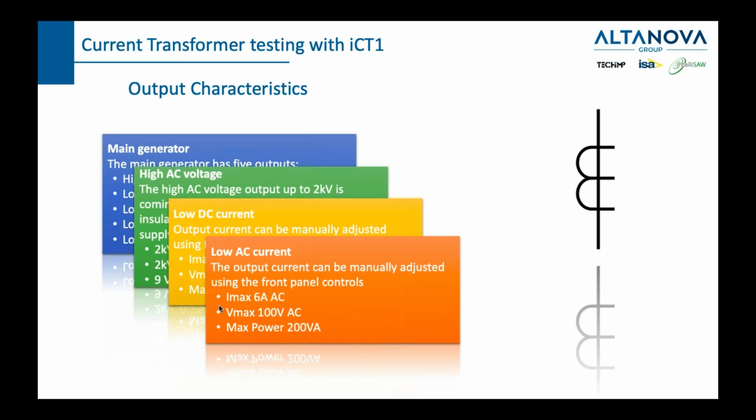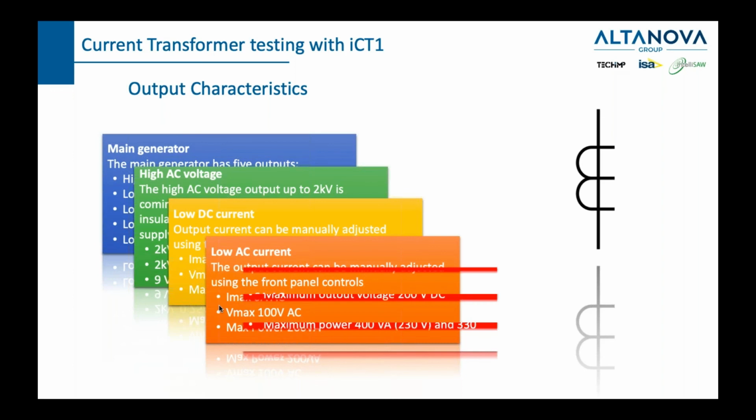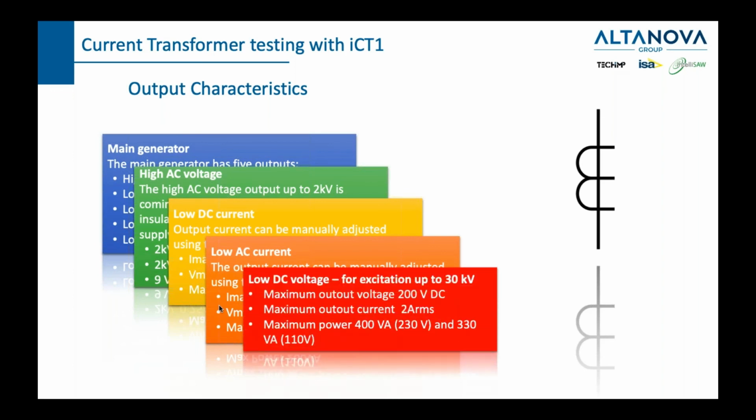As mentioned before, low AC current also goes as high as 6 amps with a maximum power of 200 volt amps and 100 volts. There is a low DC voltage for excitation up to 30 kilovolts. In that case, the absolute maximum is 200 volts DC, and the maximum output current is 2 amps RMS. At that time, the maximum power is 400 VAs for 230 volt supply and 330 VAs for 110 volts supply.